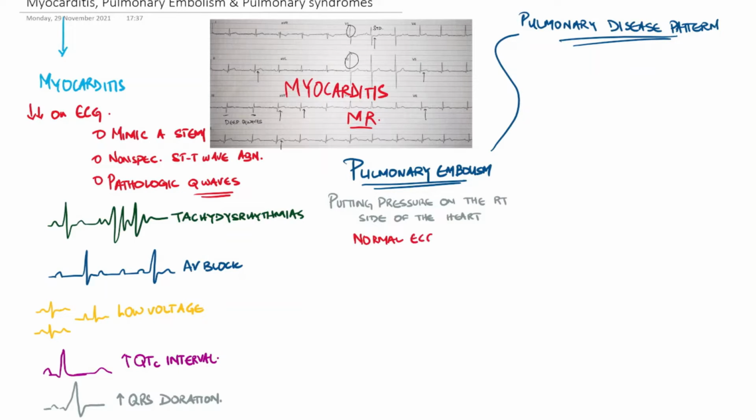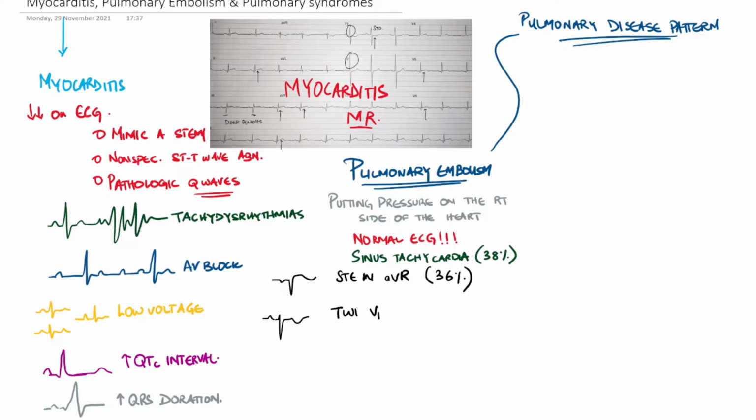The most common finding on an ECG for pulmonary embolism is actually a normal ECG, so a high index of suspicion is needed. Sinus tachycardia was found to be in 38% of cases according to a meta-analysis and systematic review. You can also have ST elevation in aVR, which was present in 36% of cases. Another finding was T-wave inversion in V1, which was again present in 38% of cases.